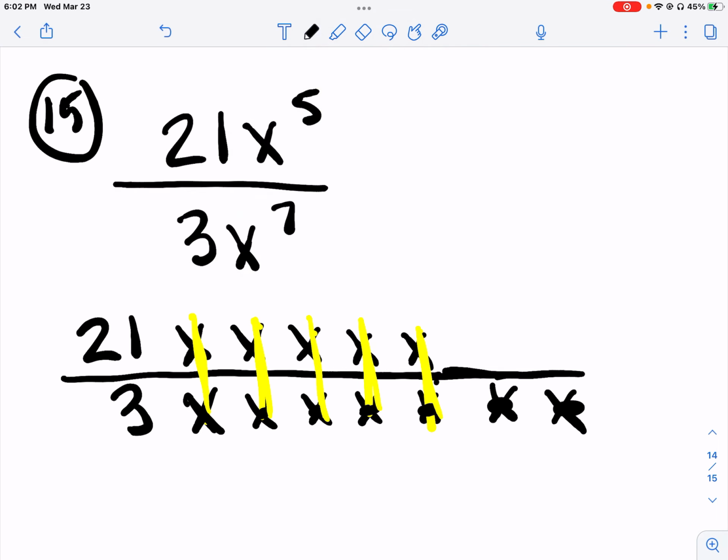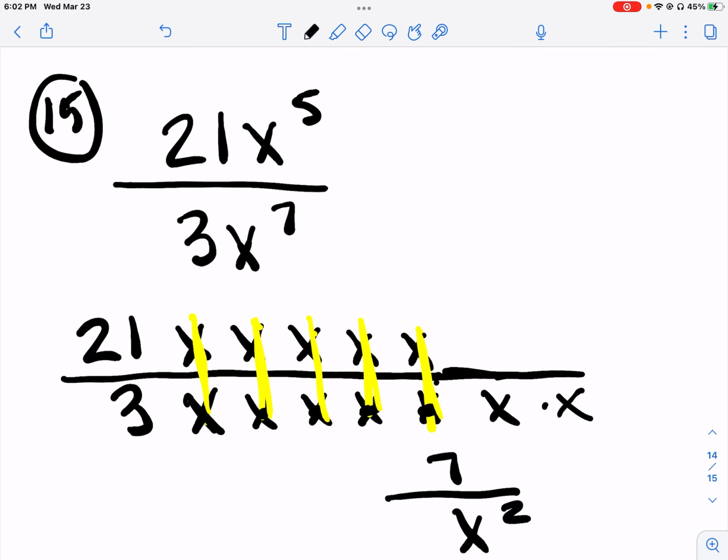And what do we have left? 21 divided by 3 is 7. But where are these x's? Okay, where are these x's that were here that didn't cancel out? Okay, 5 crossed out, but 2 did not, and they're on the bottom. Okay, the 2 are on the bottom. Okay, the 7 is on top because 21 divided by 3 is 7. It's not 1 over 7, it's 7.